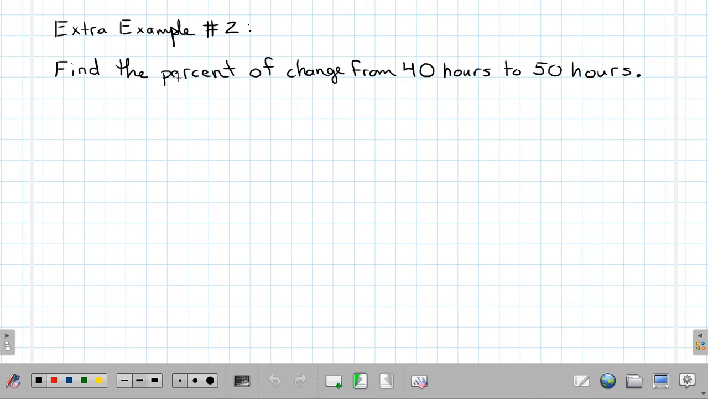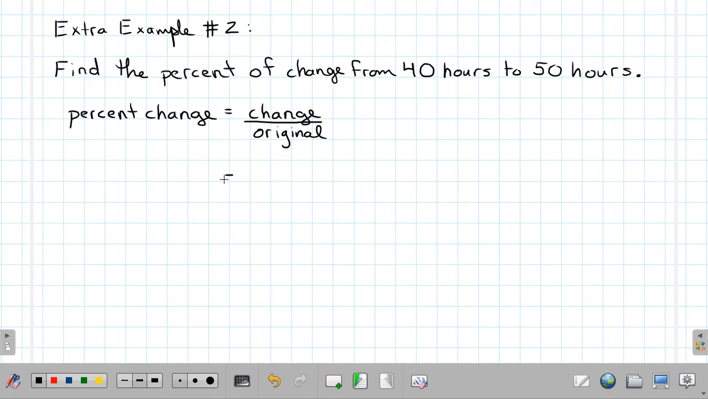Well, once again, we see percent of change. We automatically know we need this formula. Percent change is equal to change over original. And once again, it's the same formula every single time with percent change. Percent change is equal to change over original.